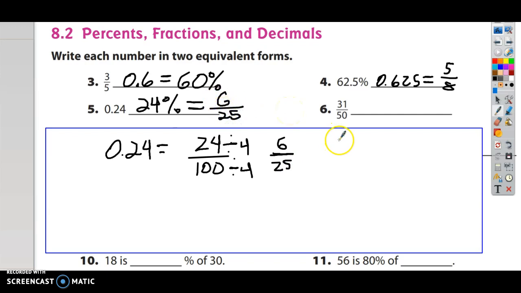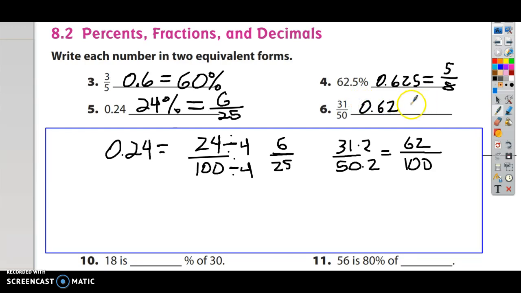31/50. Remember earlier when I had a fraction and I wanted to convert it to a decimal and a percent, I need to unsimplify it. In other words, I need to multiply it until it becomes out of 100. 50 times 2 is 100, and 31 times 2 is 62, and 62 hundredths is the same as 62 in the hundredths, and 62 hundredths is the same as 62%.